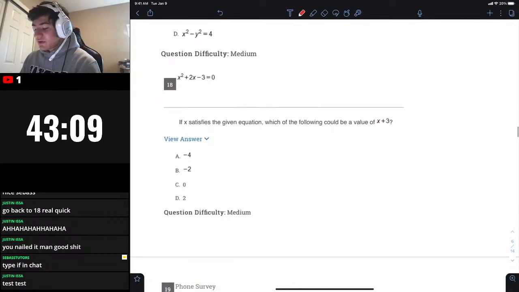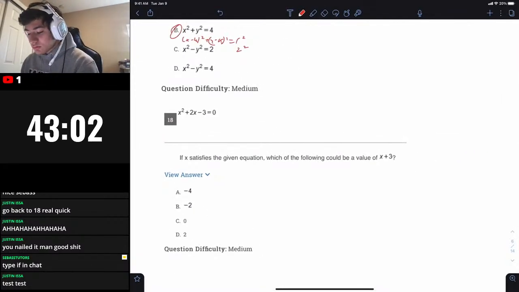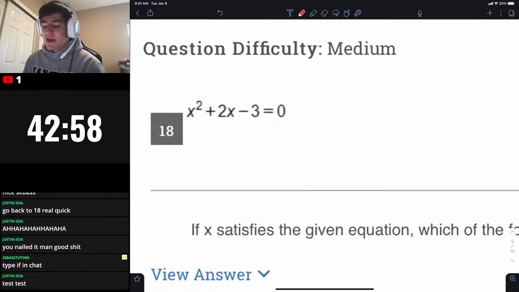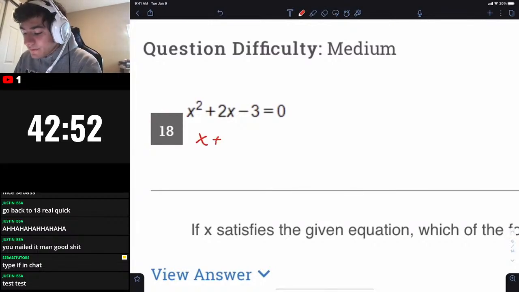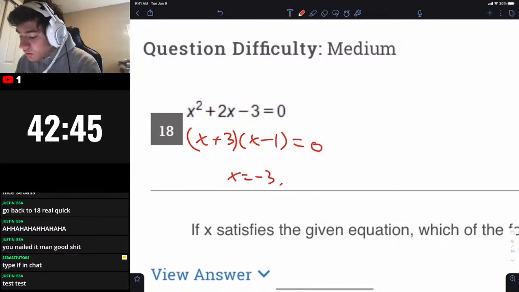If x satisfies the given equation, which of the following could be the value of x plus 3? Okay, let's take a look here. What values multiply to 3 but add to 2? Well, I'd say 3 and negative 1, right? So we can factor this, x plus 3, x minus 1 equals 0. So x is going to be negative 3, or x is going to be 1.